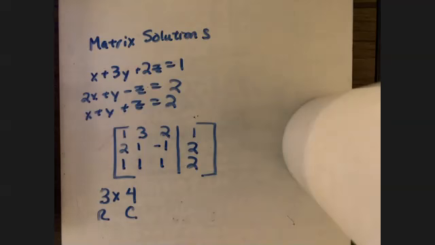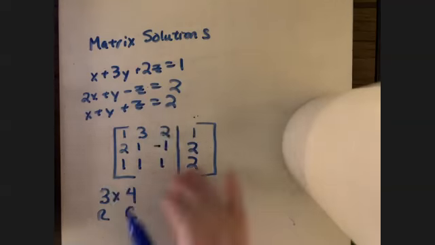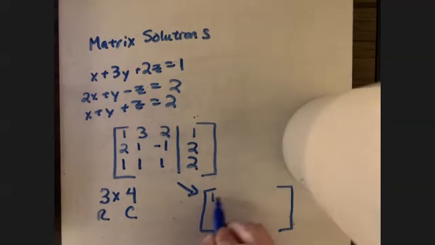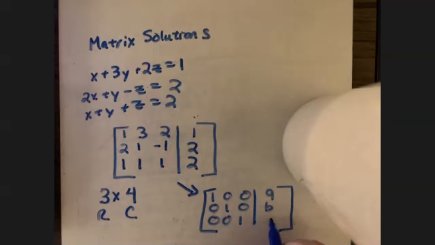Okay? Now, in order to solve this, the goal is to make this matrix look something like this. Now the nice thing about this is if I have one x, no y's, and no z's, that means x equals A, whatever that is. Here I have no x's, one y, and no z's, so I have y equals B. Here I have no x's, no y's, one z, so z equals C. Now, how do I get from here to here?